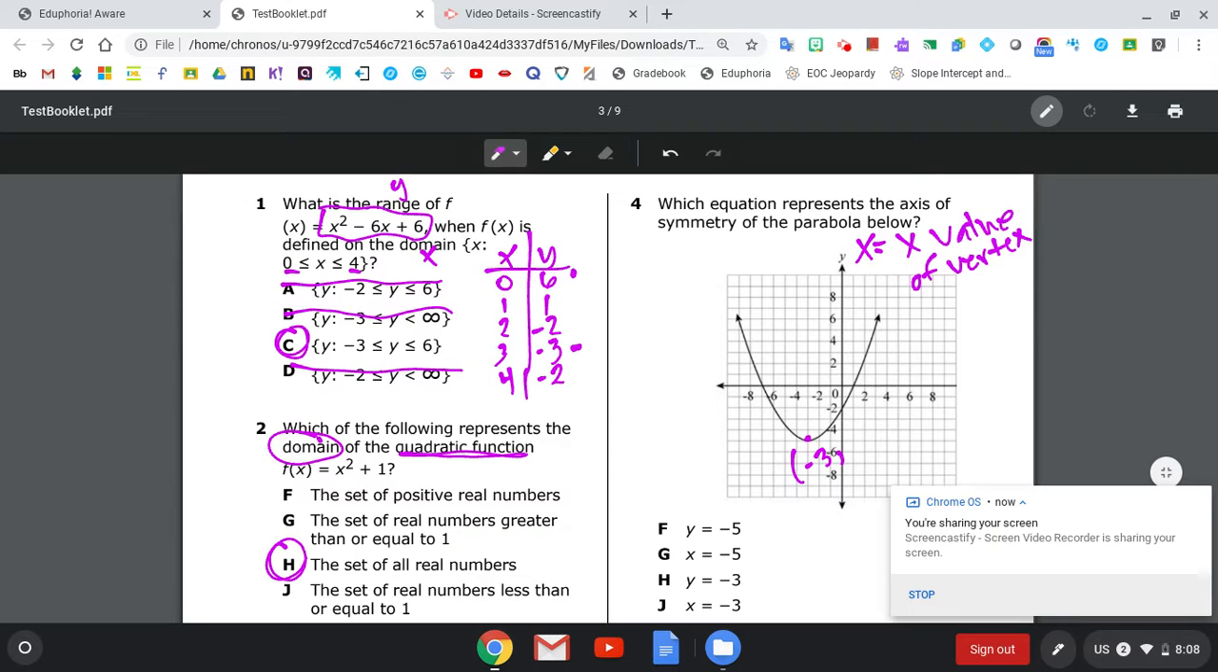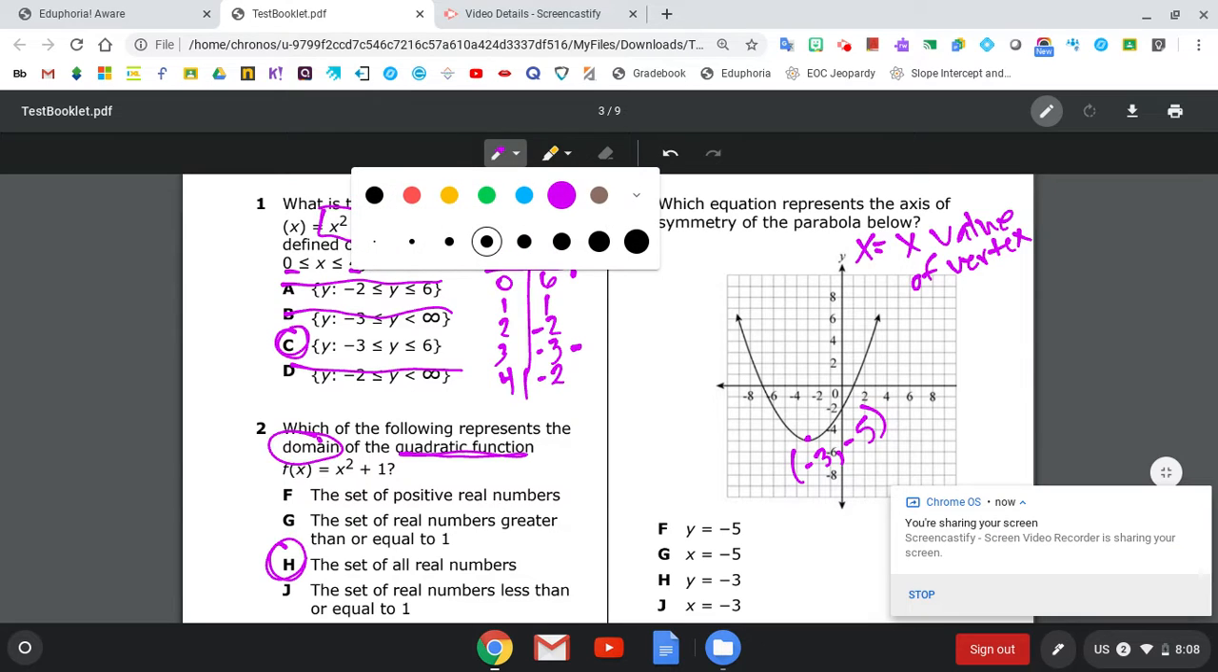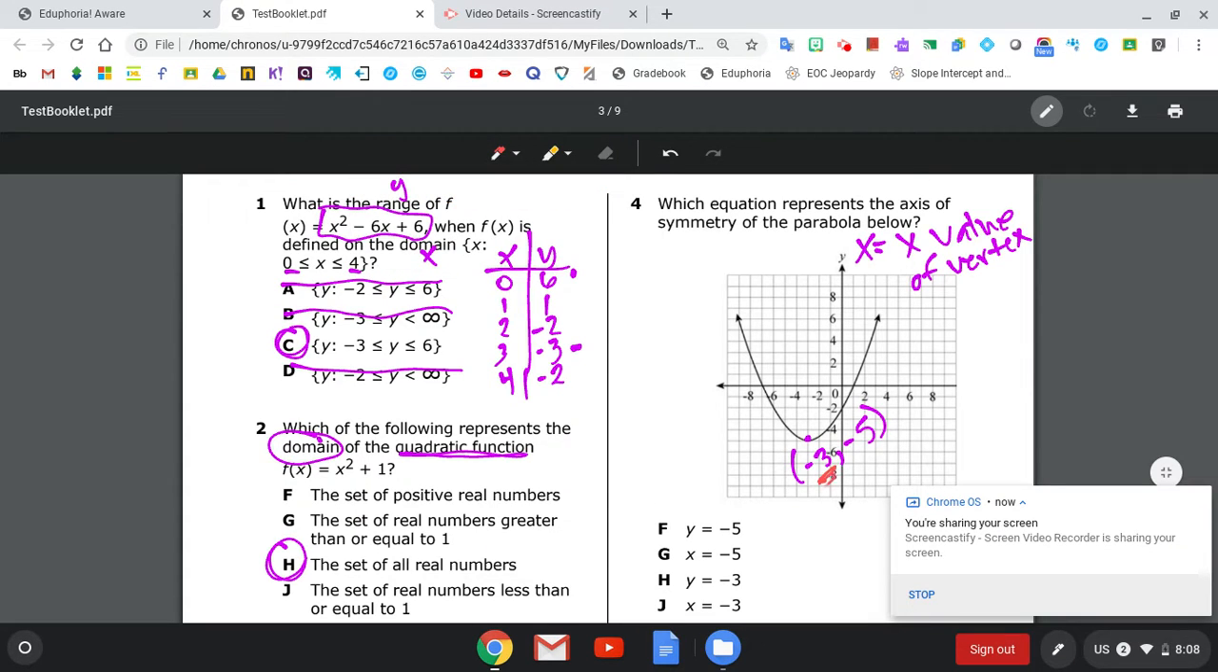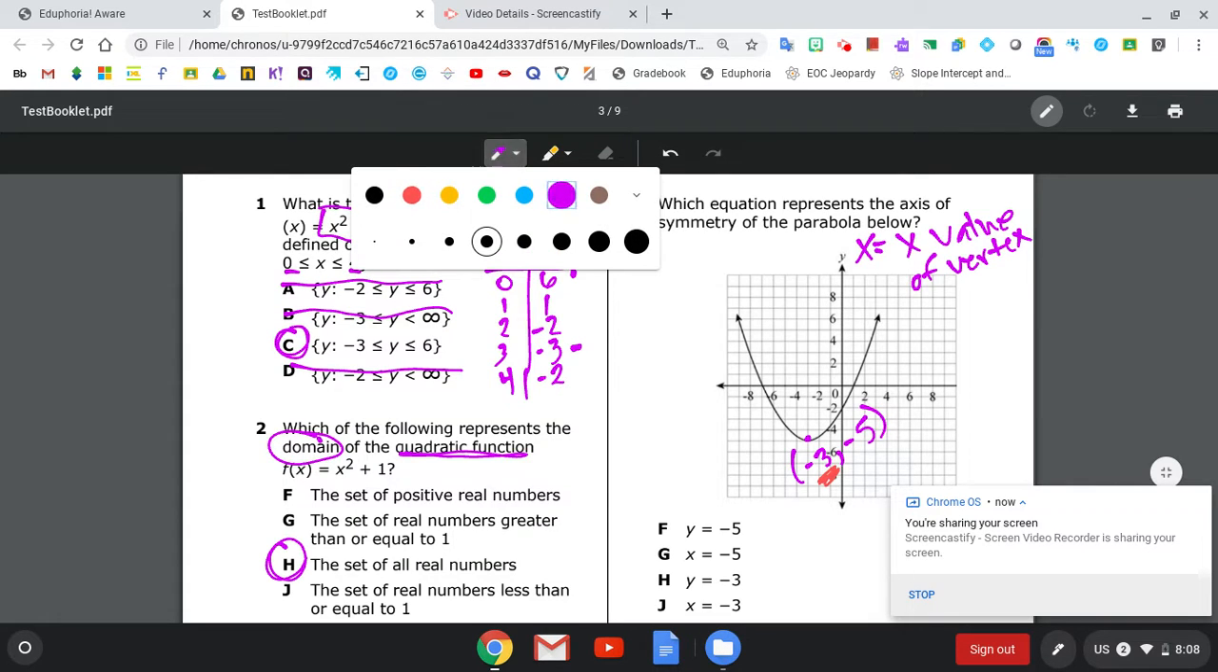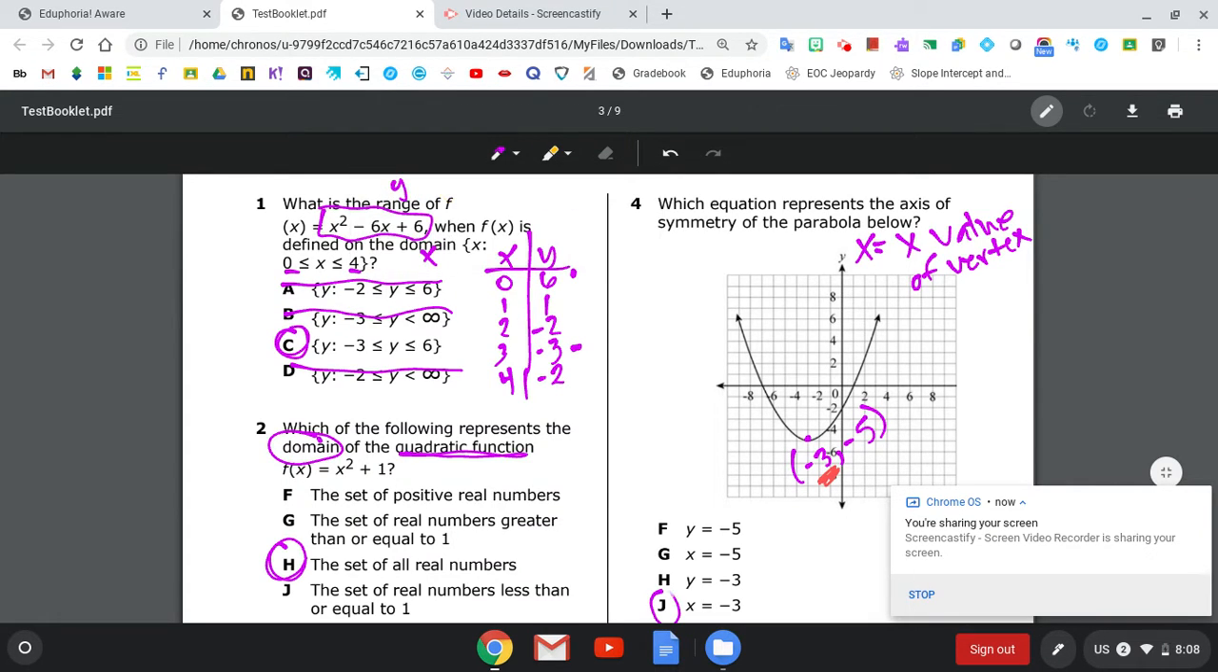-3, -5. So my axis of symmetry is going to be my x value here. So x equals -3, which is j. You should be able to eliminate h and f right off the bat because it's y equals. Axis of symmetry is x equals.